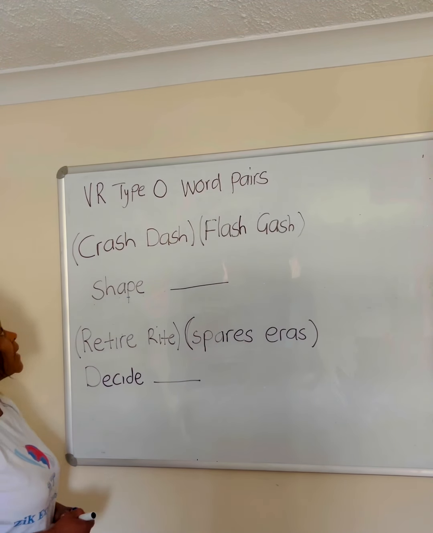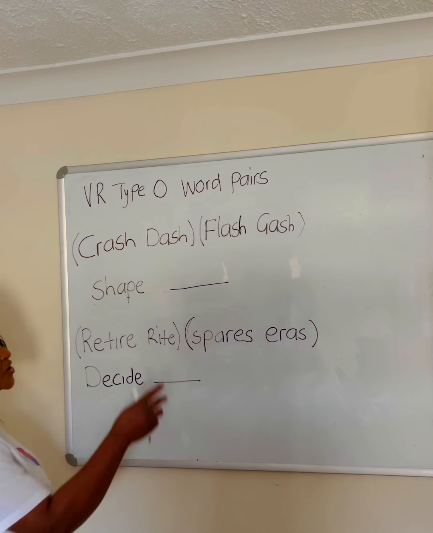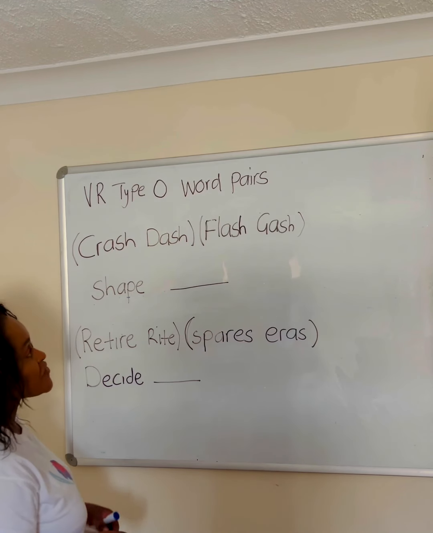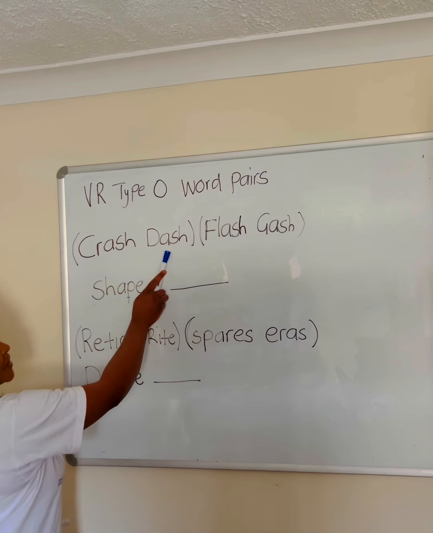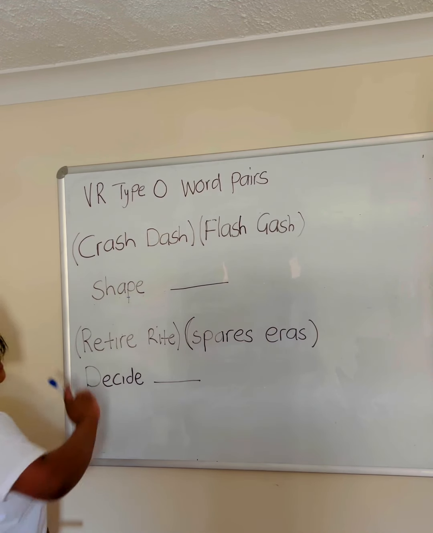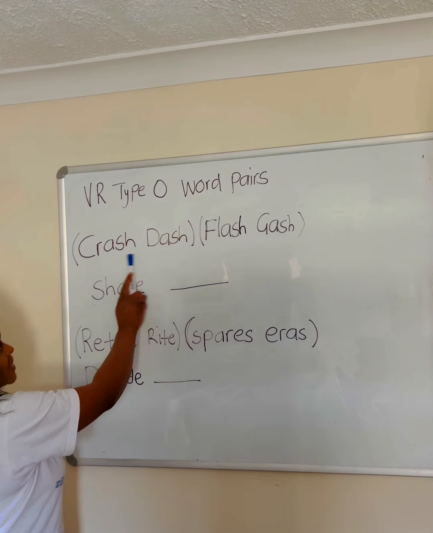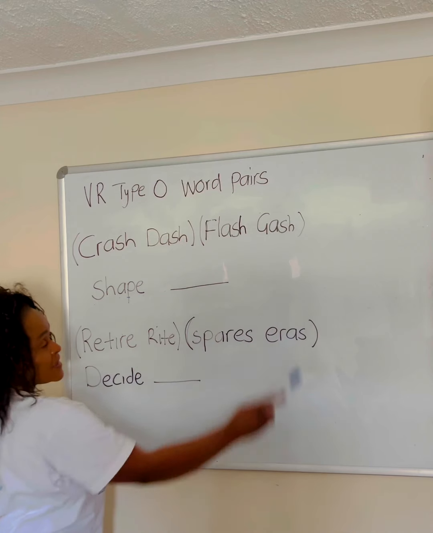Lesson is on verbal reasoning type or word pairs. Okay, I've got these pairs of words on the board, and they have a relationship between them. And the second word has been formed from the letters from the first word. So for us to form this one, there is a pattern, and we have to use that same pattern there for us to find the second word.